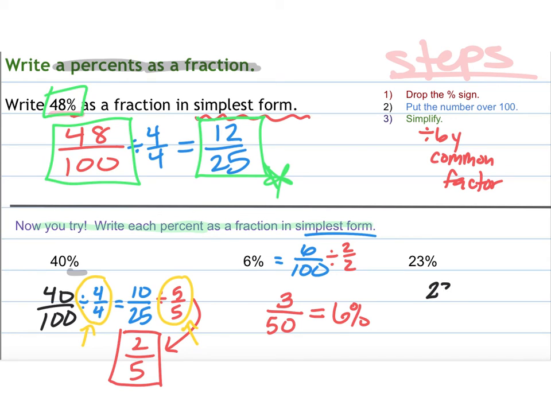23% means 23 per 100. What I notice here is that 23 is prime, so these do not share a factor other than 1, so this is simplified at 23 per 100.